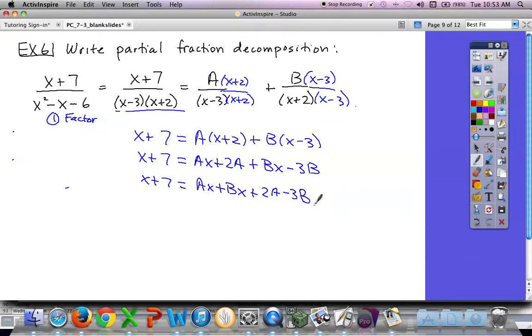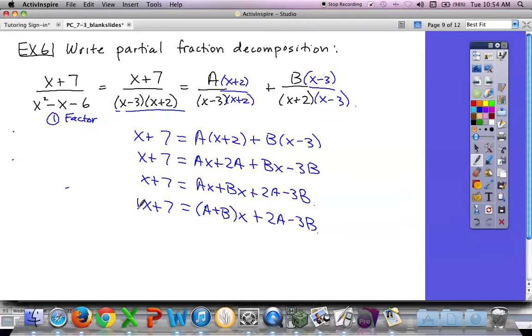And I could even take one more step. I could write it like this: x plus 7 equals (a plus b) times x plus 2a minus 3b. Okay, now if what's on the left-hand side equals what's on the right-hand side, then the coefficients of x have to be the same, right? If there's only one x over here, then there's got to be only one x over here. So what does that tell you about a plus b? A plus b equals 1, right?